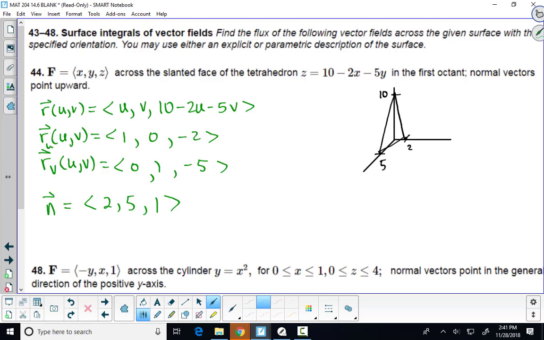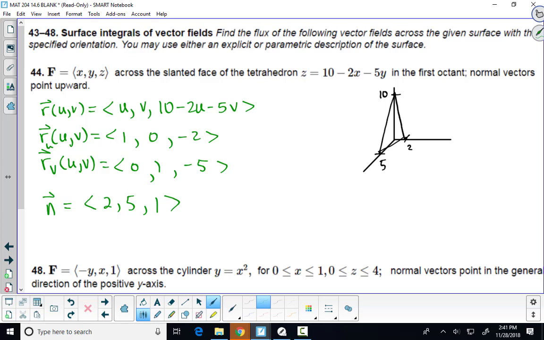So with a plane in the first octant, like this, or it doesn't even have to be in the first octant, this r_u cross r_v is always going to turn out to be the coefficients if you put it in general form. If you wrote it as 2x plus 5y plus z equals 10, 2, 5, 1. So we don't have to find the length. We don't have to find the length.